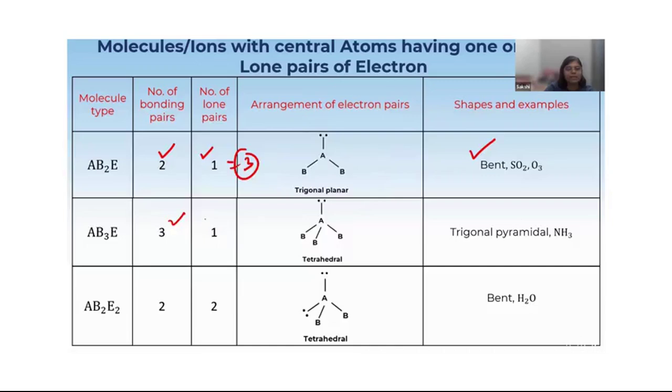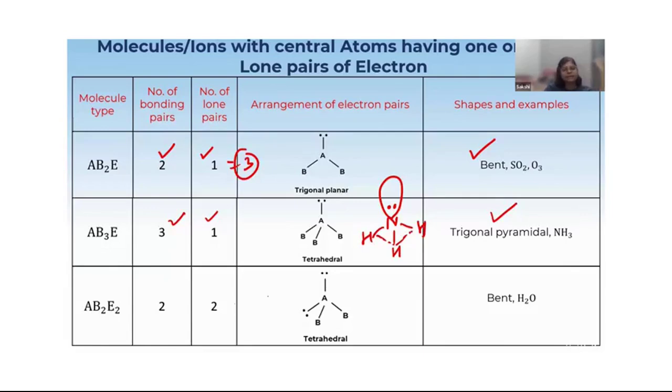Now, here there are 3 bond pairs and 1 lone pair, so 4 in total. For number 4, we had studied that the geometry should be tetrahedral. But for the shape, we hide the lone pair, so the shape becomes trigonal pyramidal, like NH3, right? Actually it should be tetrahedral, but we do not show the lone pair during the shape. So the geometry is tetrahedral, but the shape is trigonal pyramidal. It looks like a pyramid, right?